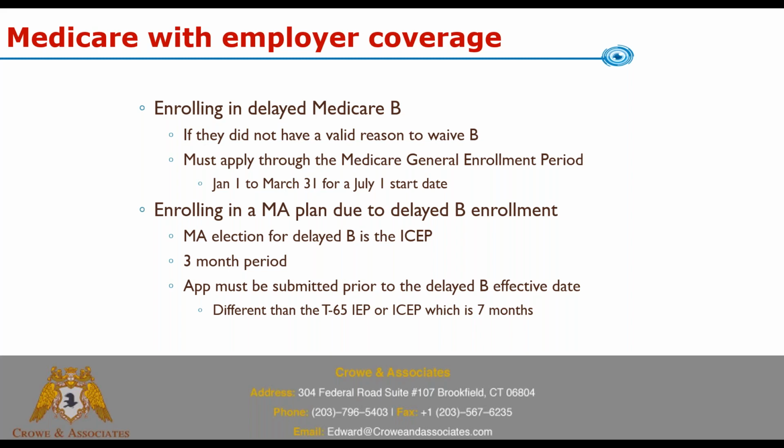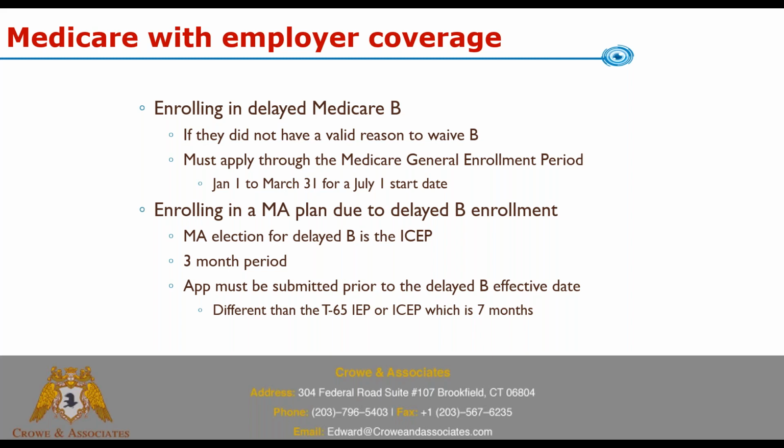Kind of leads us into enrolling in an MA plan due to delayed B enrollment. This one people confuse a lot. I do myself sometimes. The MA election for delayed B is the ISEP, and unlike turning 65, where you have the 3 months before, the month of, and the 3 months after, when you're a delayed B enrollment using the ISEP, you've got to enroll in the 3-month period before the B effective date. So, you don't have the 3 months, the month of, or the 3 months after.